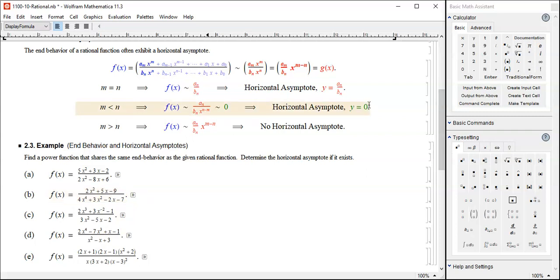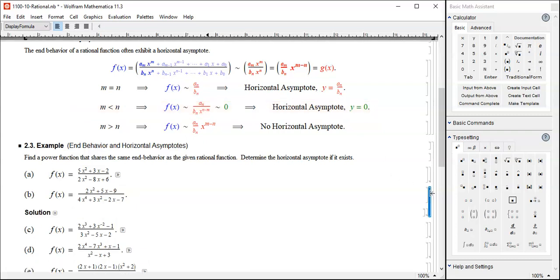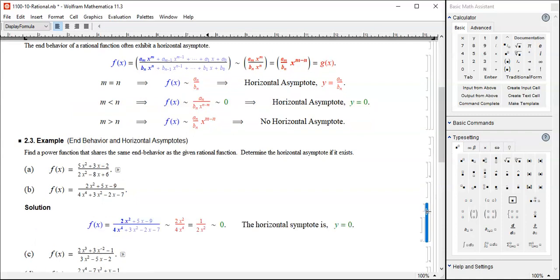The denominator has higher degree. Now, how about the power function that shares the same end behavior? You can easily calculate it through the asymptotic estimation. Simply take the leading term of the numerator and the leading term of the denominator, put those two together and simplify. You're going to get 1 over 2x squared, and that's going down to 0 as x gets large. The horizontal asymptote is y equal to 0.